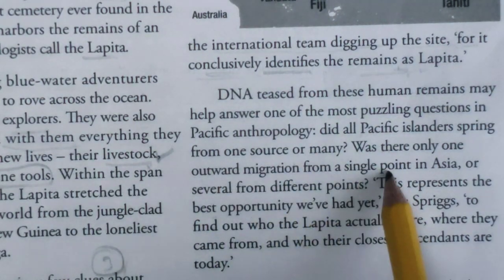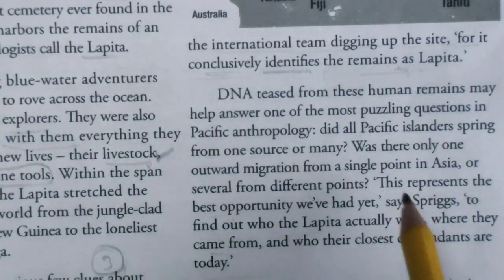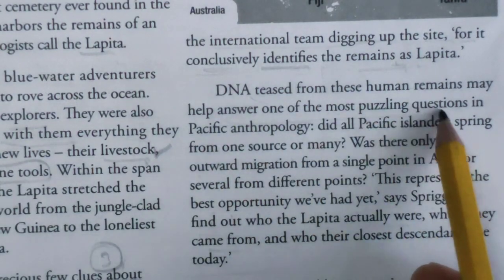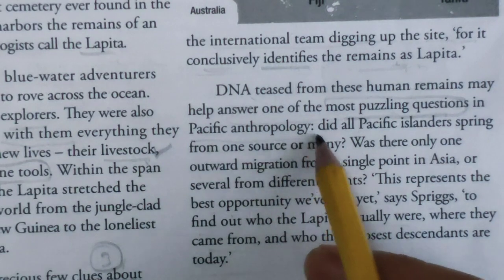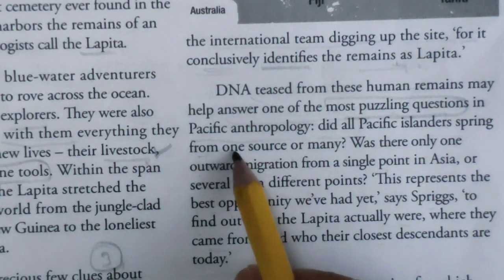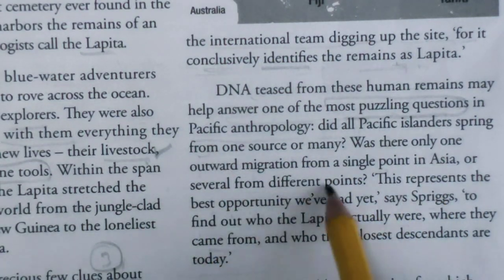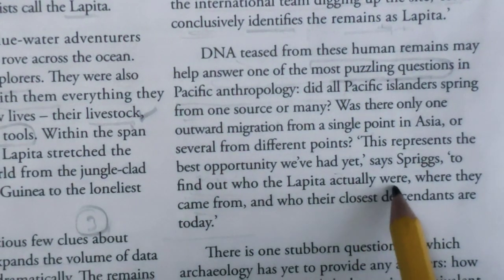Where only migration single point this represents. Find out actually where they come from, who come descendants. So we have help answer one of the most puzzling questions in Pacific. Did all the Pacific islanders spring from one? Was there only one outward migration from Asia? This represents the most puzzling question, to find out where Lapita actually came from.